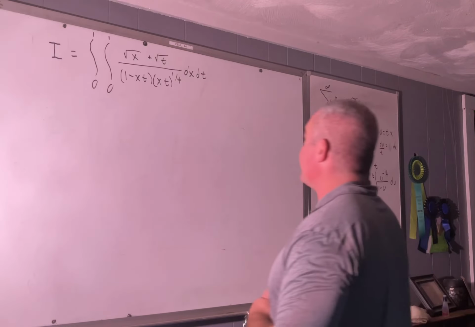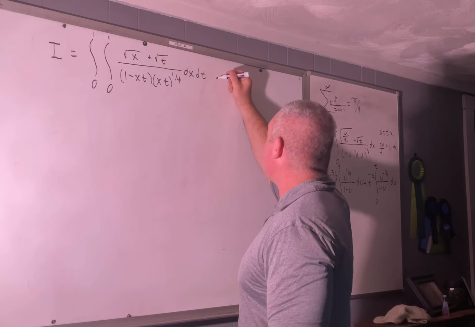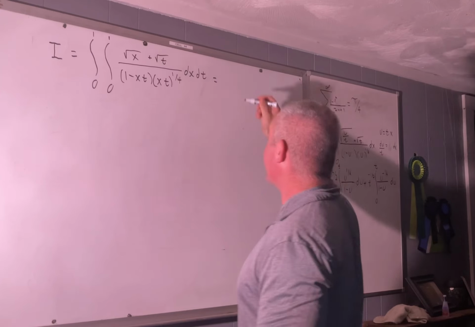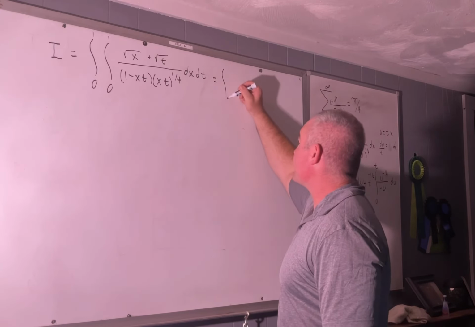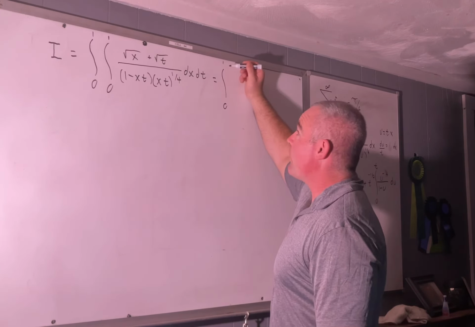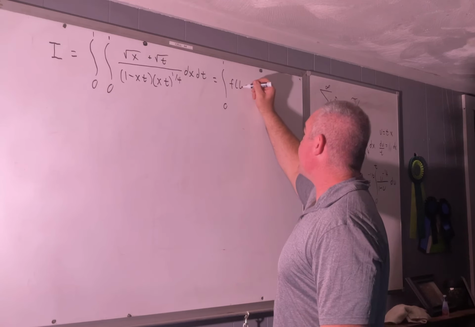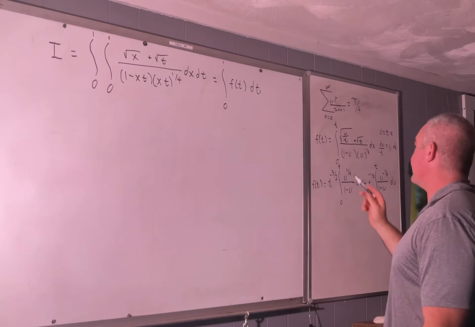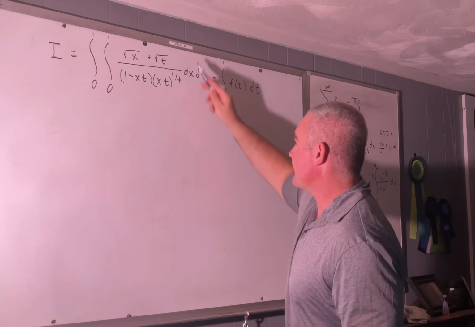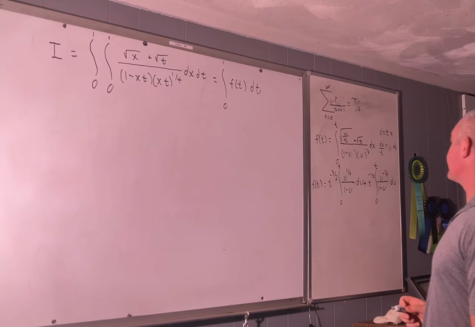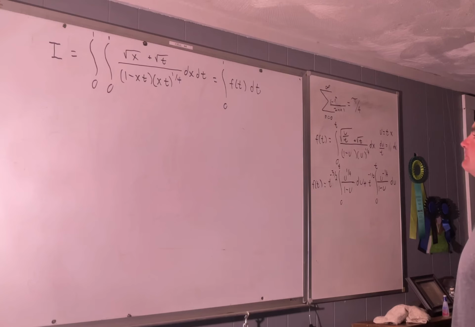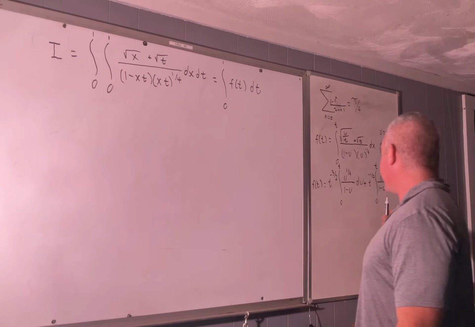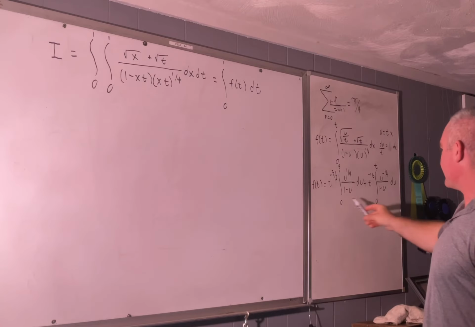But actually, first, let's just say that our I is also equal to the integral from 0 to 1 of our f of t dt, right? It is, because we just defined f of t to be this thing in there. So that's true. All right. Okay, so now our f of t is going to be this, but rewritten a little bit.